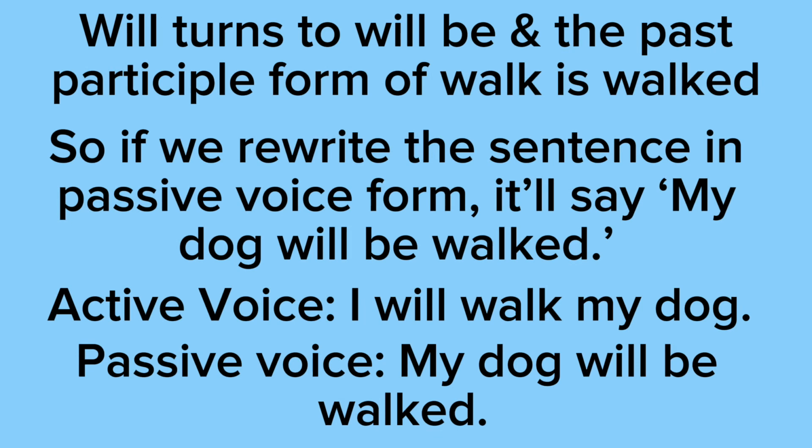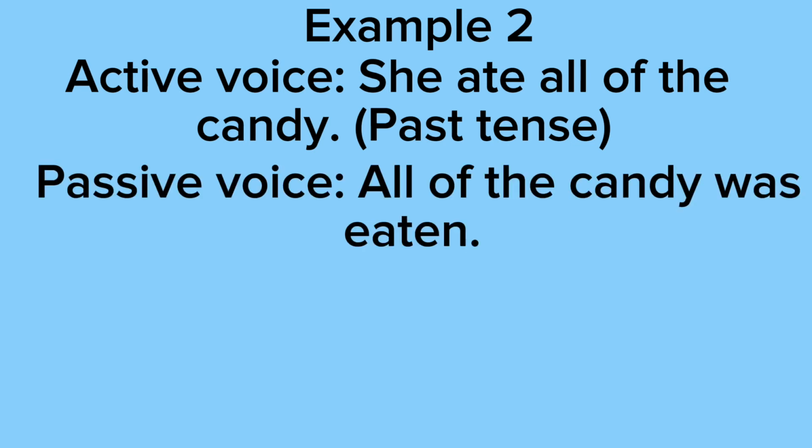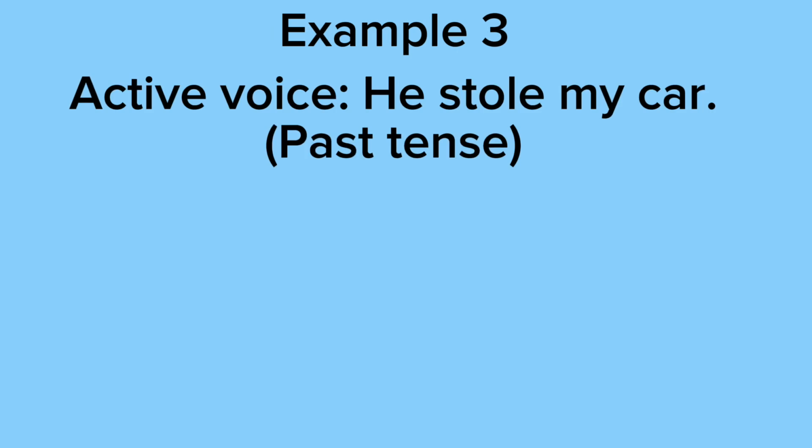So the active voice version says, I will walk my dog, and the passive voice version says, my dog will be walked. So example 2 in active voice says, she ate all of the candy. First, we have to find out what tense the sentence is in, and it's in past tense. So in passive voice, the sentence would say, all of the candy was eaten. So we conjugated the to be verb to was and changed ate to the past participle form of the verb, which is eaten.